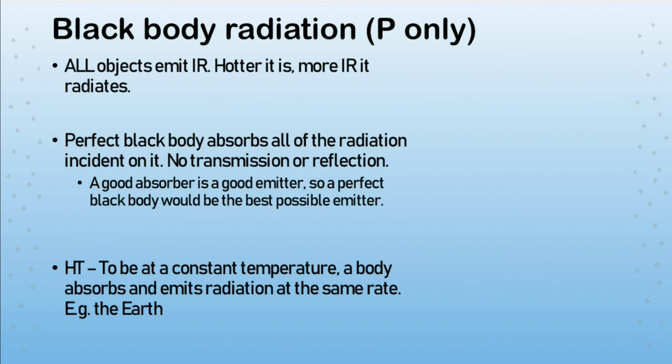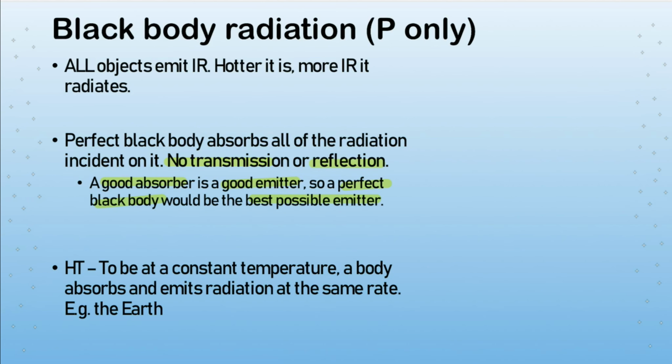Now, a perfect black body is going to absorb all of the radiation that's incident on it, so all the radiation that's hitting it. And that means there is no transmission and there's no reflection. It's not letting any back out, it's not letting any through, it's absorbing all of it. And that good absorber is also a good emitter. So a perfect black body would also be the best possible emitter, which is a bit of a strange thing. So it's going to absorb all this energy really quickly, but it's also going to radiate that energy out quite quickly.